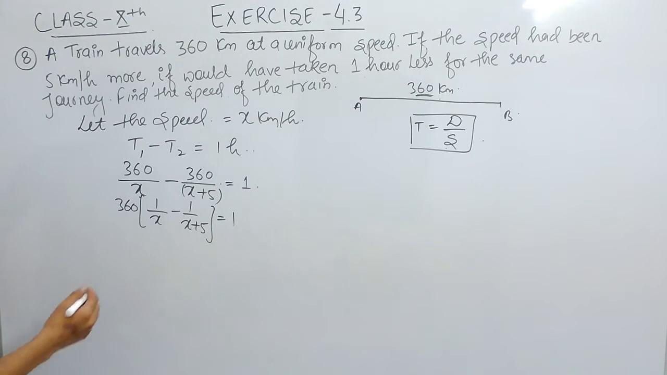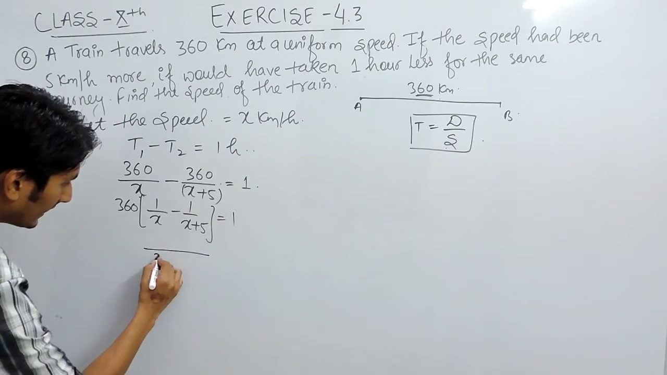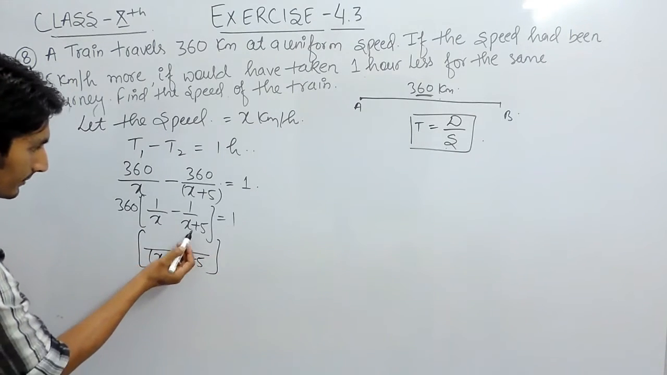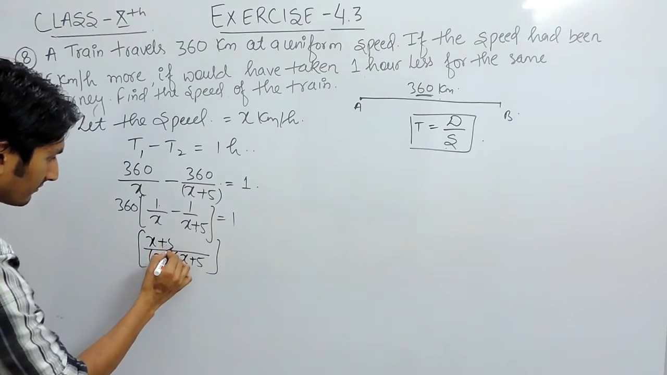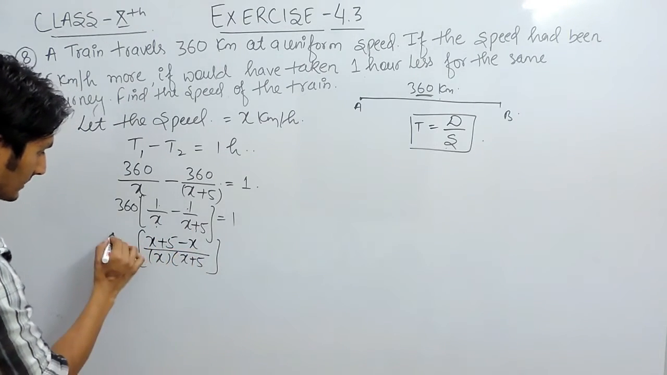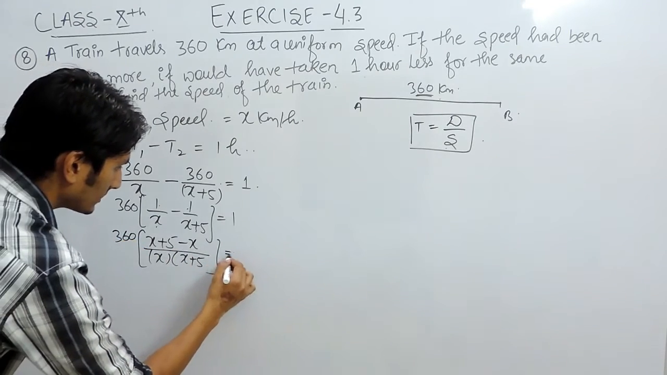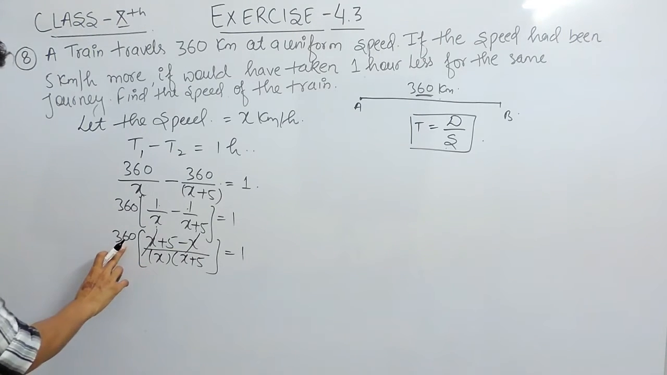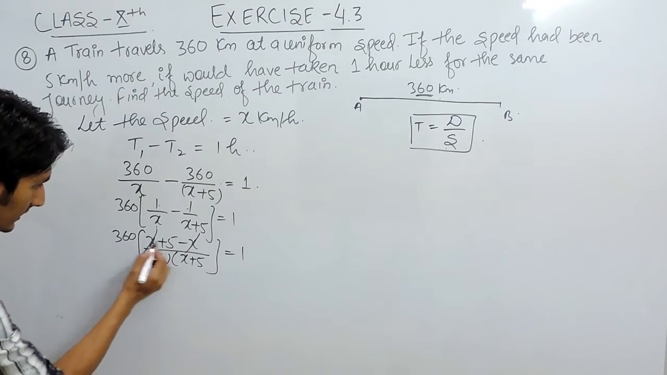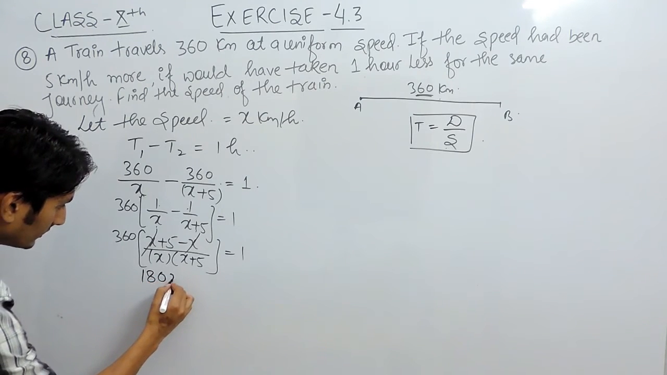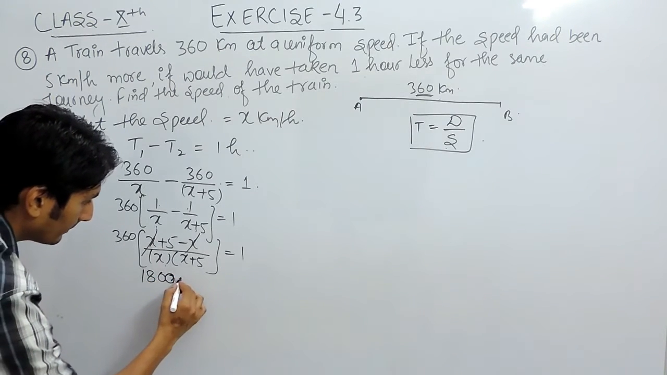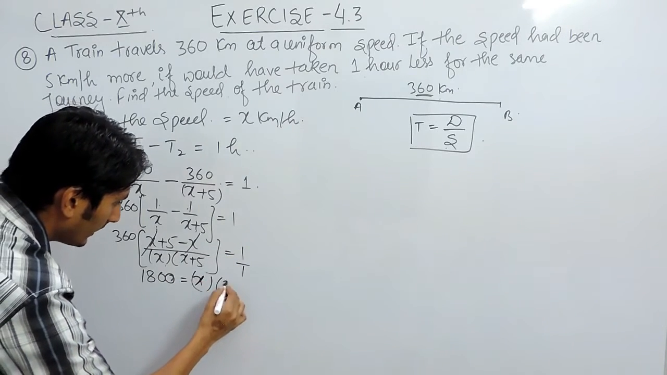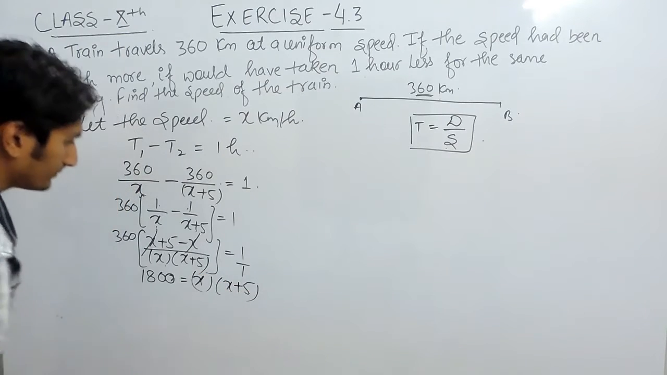So this is equal to 1. Now we can solve this. We can take the LCM. These are different terms, so their multiplication must be the LCM. This multiplied by 1 will be x plus 5, this multiplied by 1 will be minus x, and this is 360, equal to 1. Positive x minus x cancel out, and 360 multiplied by 5 is 1800. Cross multiplying this with 1, it will be x into x plus 5.